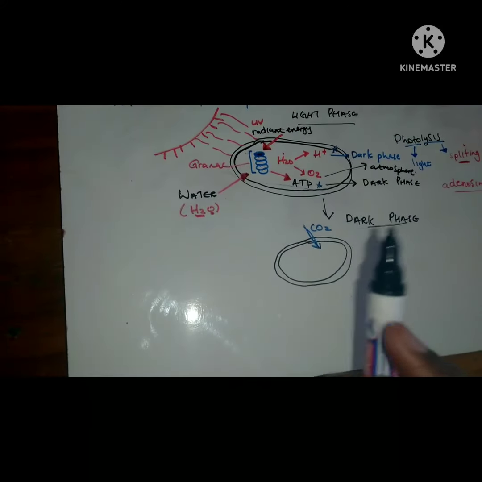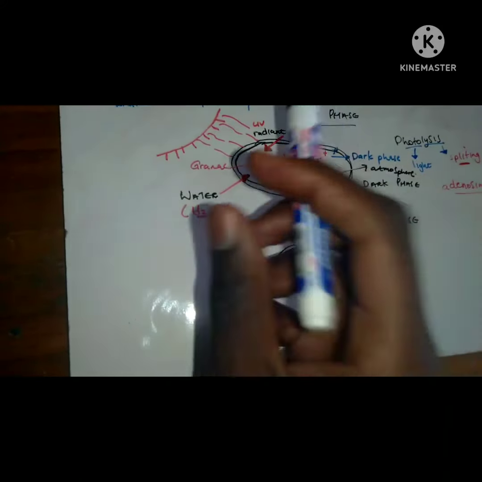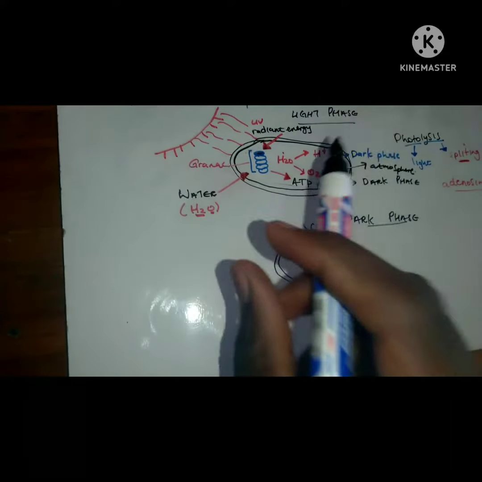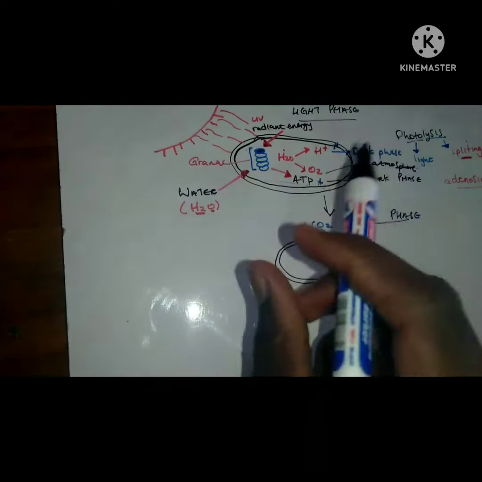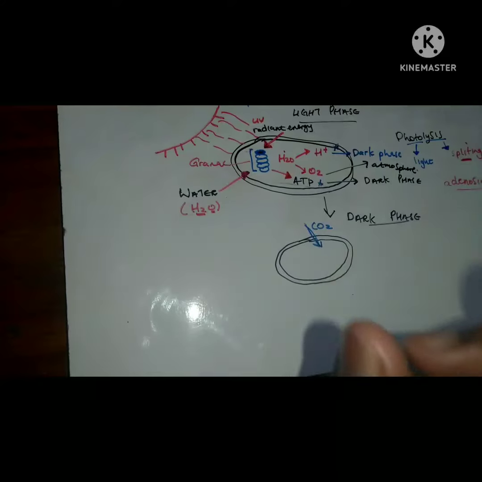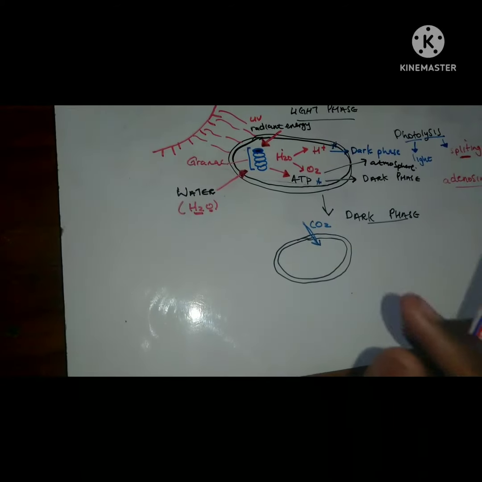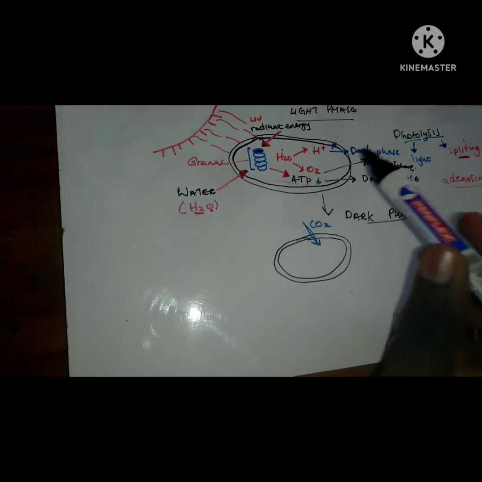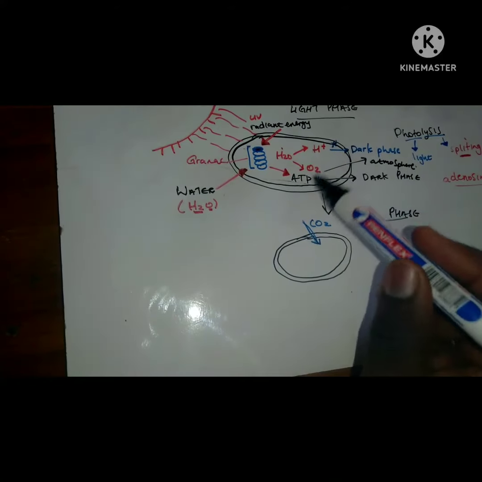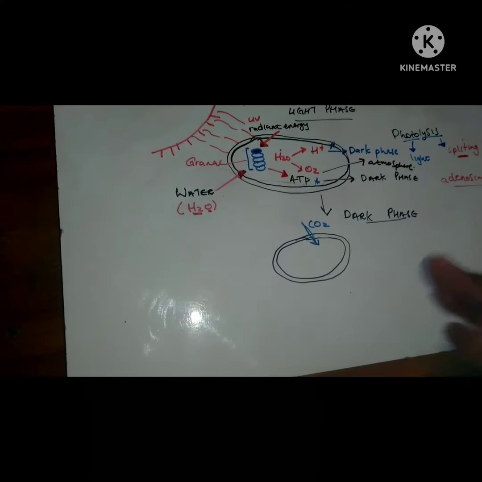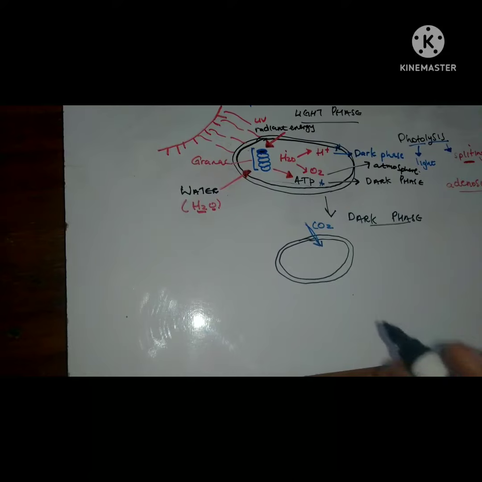Comparing to radiant energy. Radiant energy is the energy from the sun. So once the sun sets, there's no more radiant energy. Therefore, we'll need to use other things. That's why the light phase produced these two things for us to use in the dark phase of photosynthesis.